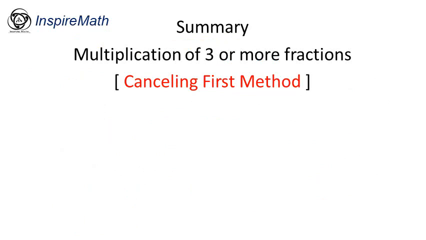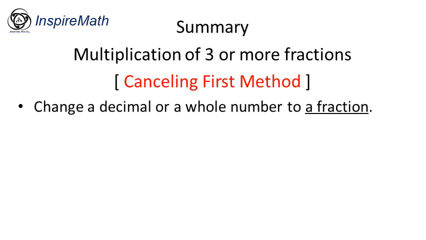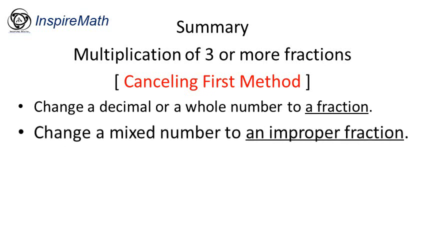Let's summarize today's lesson. When you multiply a whole number or a decimal, change it to a fraction by adding over 1. For a decimal, multiply both the numerator and the denominator by 10, 100, 1000 to eliminate a decimal in a fraction. When you have a mixed number, change it to an improper fraction.